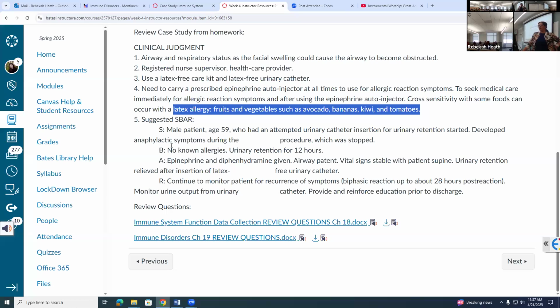So for assessment, we gave him these medications and now his airway is patent, vital signs are stable. His urinary retention was relieved after we used a latex-free catheter, and we're going to continue to monitor for a recurrence of symptoms, and monitor the urinary output, and provide and reinforce education prior to discharge.